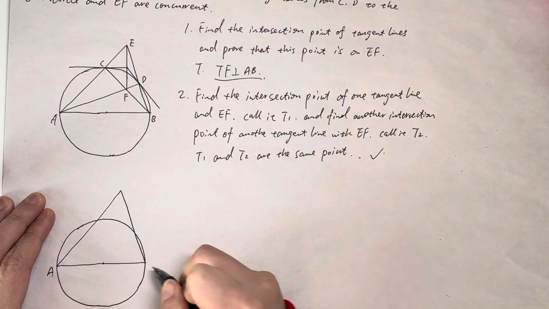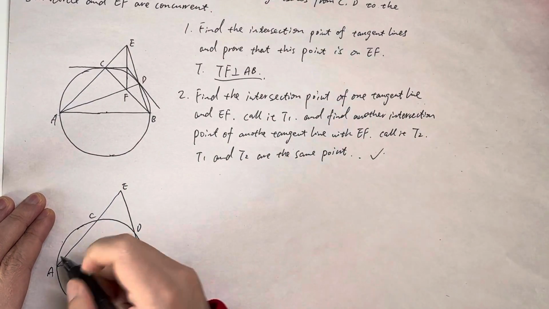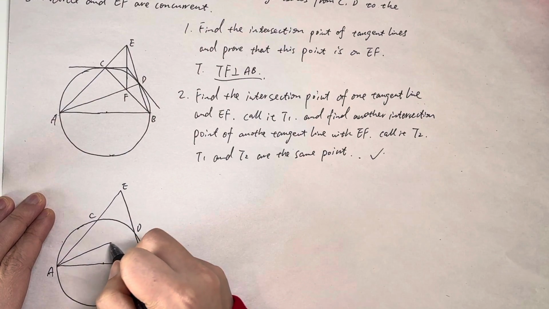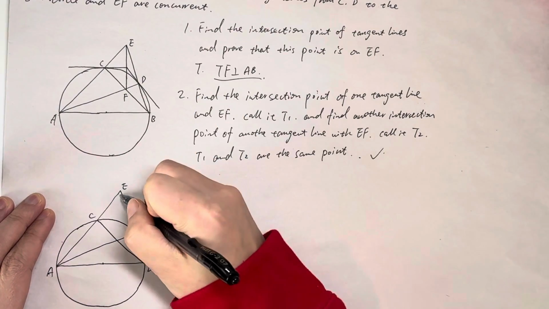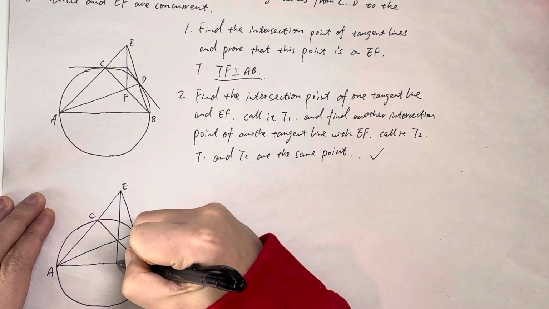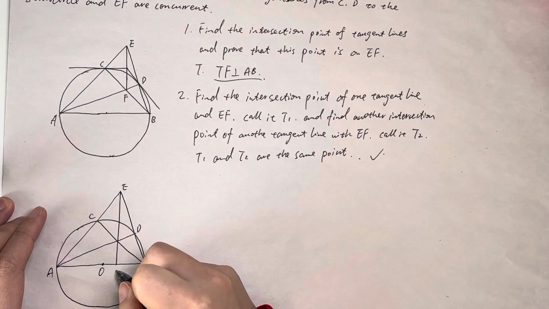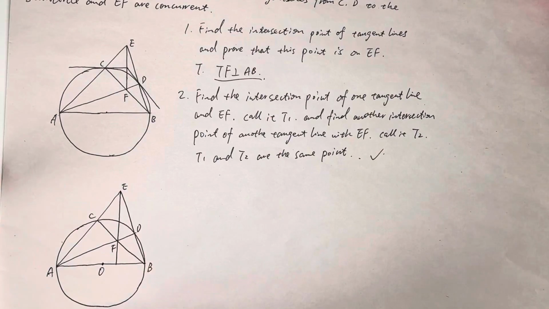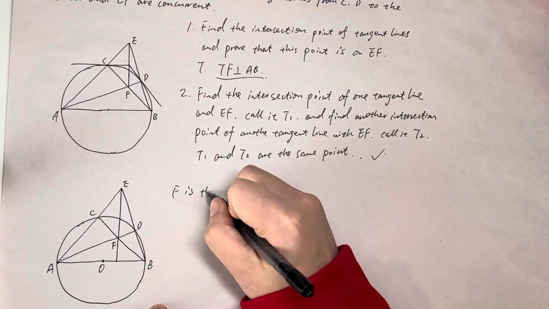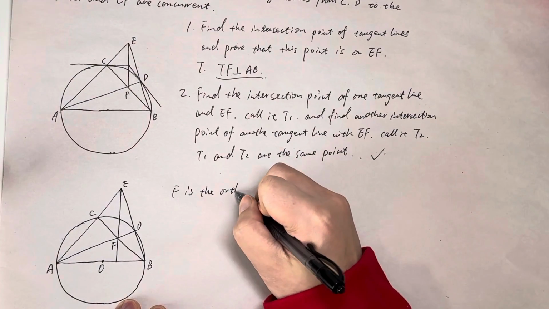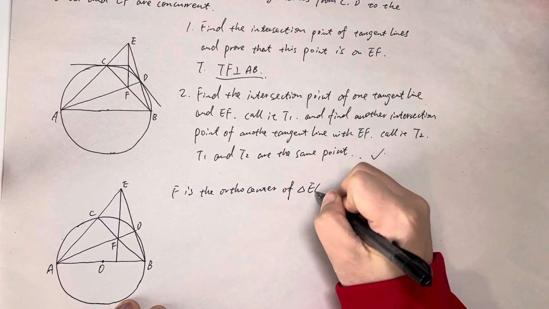So we have AB here, CD here, this is E, right? And we connect AD, we connect BC, and we know that EF would be the altitude on AB, so we call this point O, this as F, right? So we know that F is the orthocenter of triangle EAB.